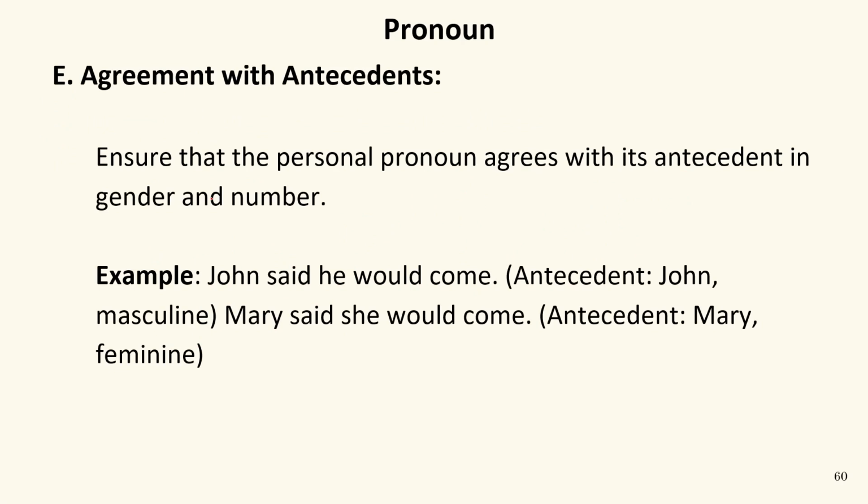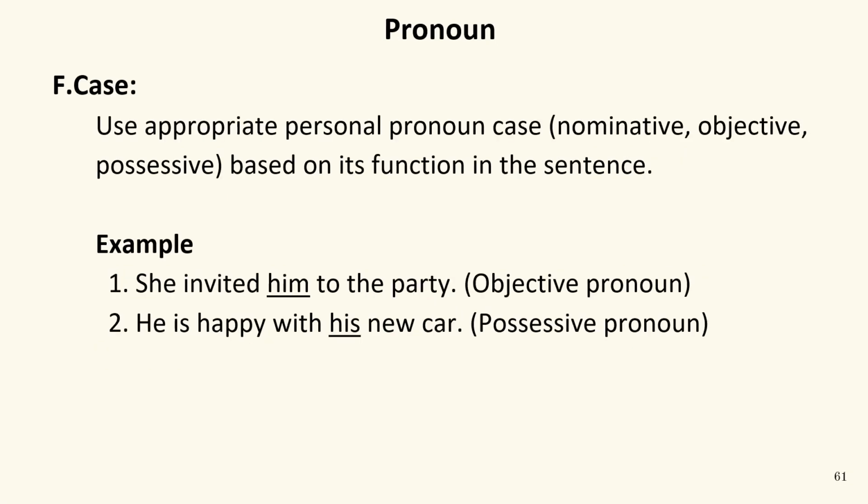Now, agreement with the antecedents. The antecedent is actually the subject that precedes in the sentence. Ensure that the personal pronoun agrees with its antecedent in gender and number. For example, John said he would come. The antecedent John is masculine. Now, Mary said she would come. So here for John we are using he, and for Mary we are using she. Agreement must be there with the antecedents.